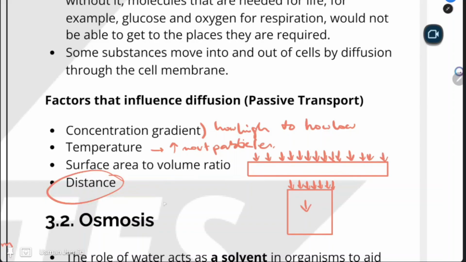Distance. The distance between the particles and the place where they need to get, right? Because energy is required. And if the energy is there, but the distance to cover is a lot, they would lose their energy and won't be able to diffuse.